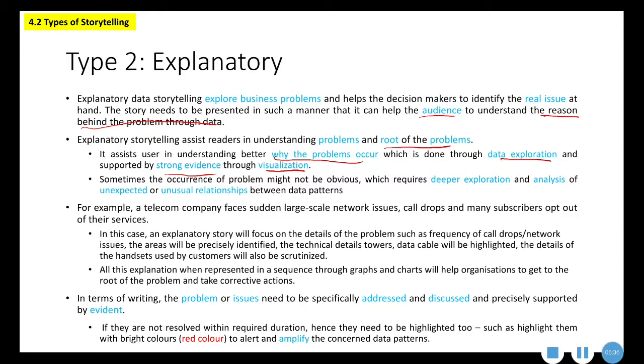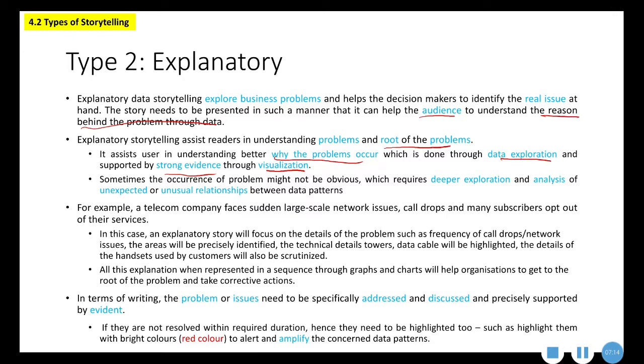to explain the problem. Sometimes the occurrence of the problem might not be obvious, which requires deeper exploration and analysis of unexpected or unusual relationships between data patterns. So if we cannot see the occurrence of the problem, we need a deeper exploration and analysis of any unexpected or unusual relationships between data patterns, so that it can become evidence for the explanation of the problem.